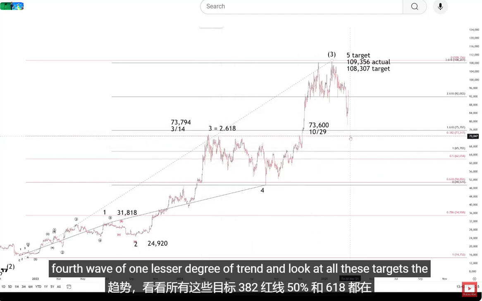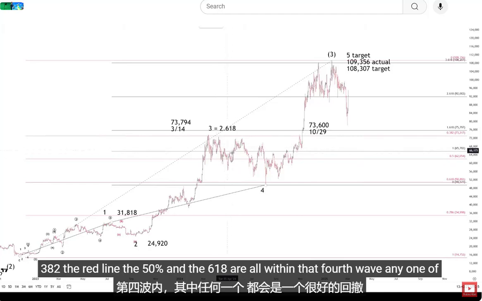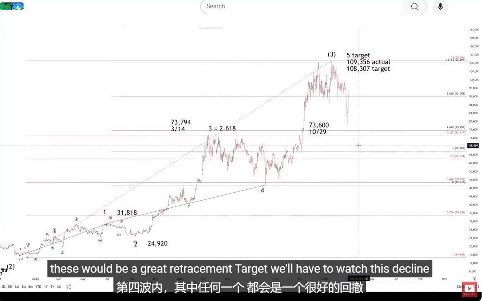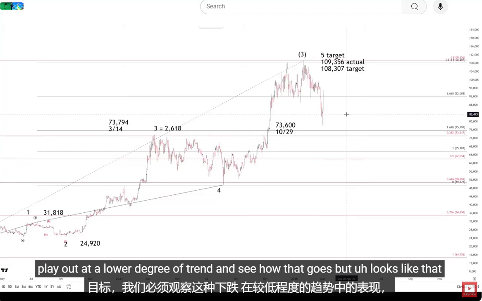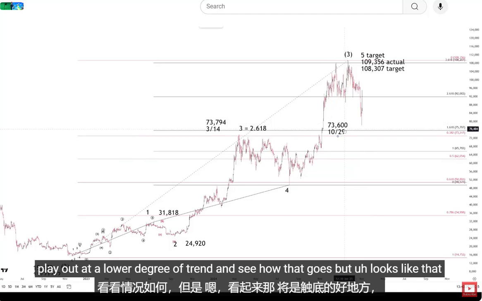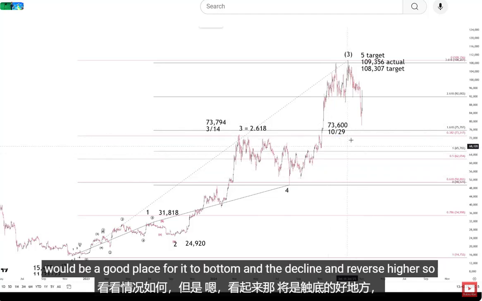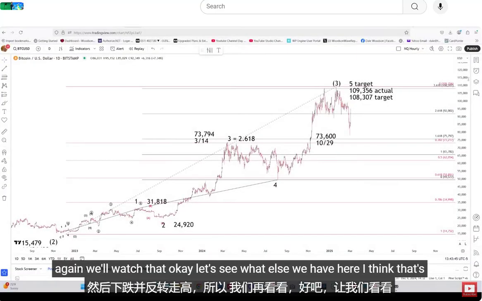And look at all these targets. The 382, the red line, the 50%, and the 618 are all within that 4th wave. Any one of these would be a great retracement target. We'll have to watch this decline play out at a lower degree of trend and see how that goes, but looks like that would be a good place for it to bottom, end the decline, and reverse higher. So again, we'll watch that.